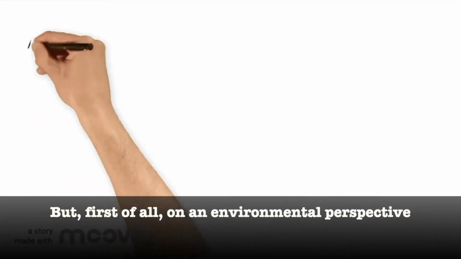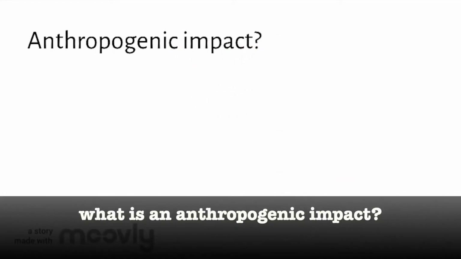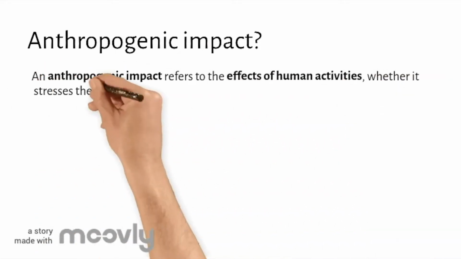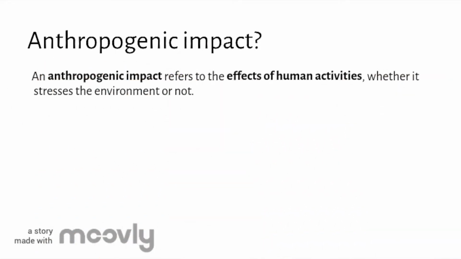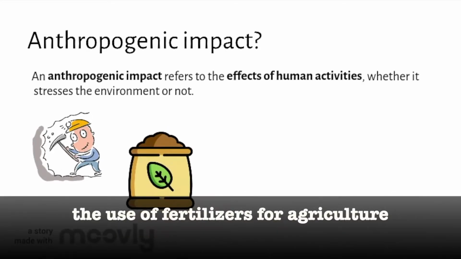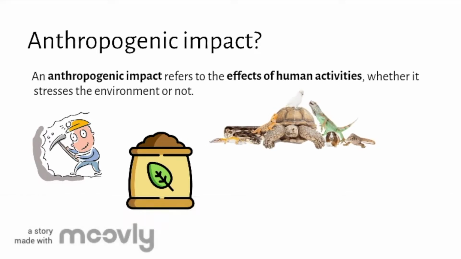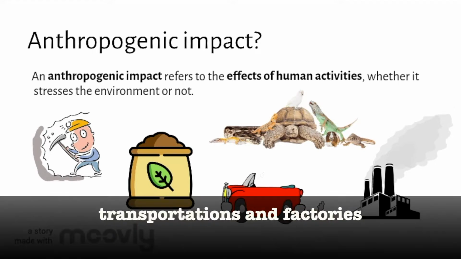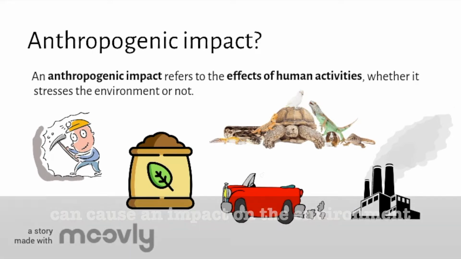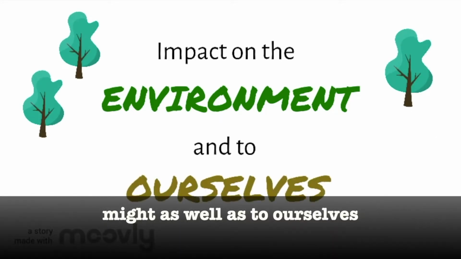But first of all, from an environmental perspective, what is an anthropogenic impact? An anthropogenic impact refers to the effects of human activities, whether they stress the environment or not. Human activities such as the mining of rocks, the use of fertilizers for agriculture, buying of exotic pets in the pet trade, and the emission of fine particles by transportation and factories can cause an impact on the environment, as well as on ourselves.